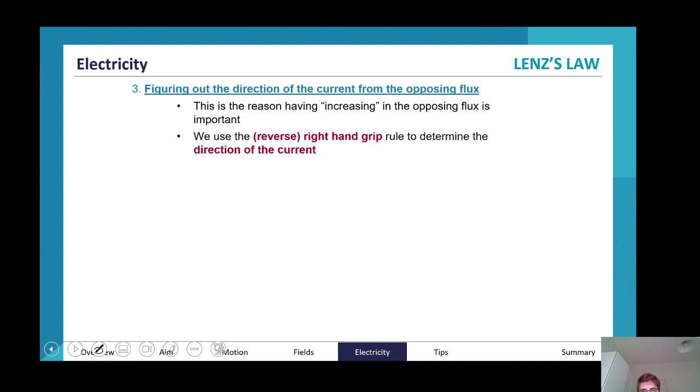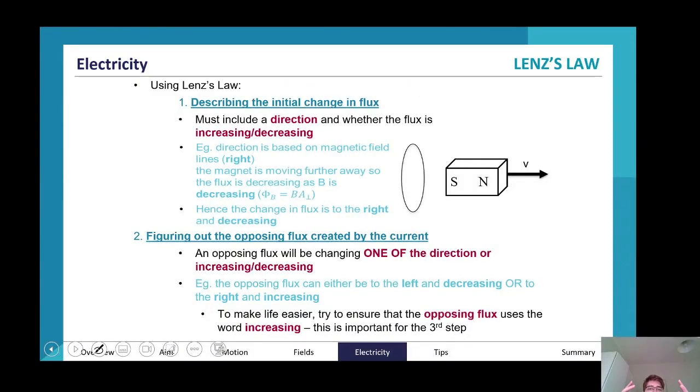Lenz's law is essentially a law that states how you determine the direction of the current inside the loop once you put a magnet through it, rather than rotating the loop in between two magnets.